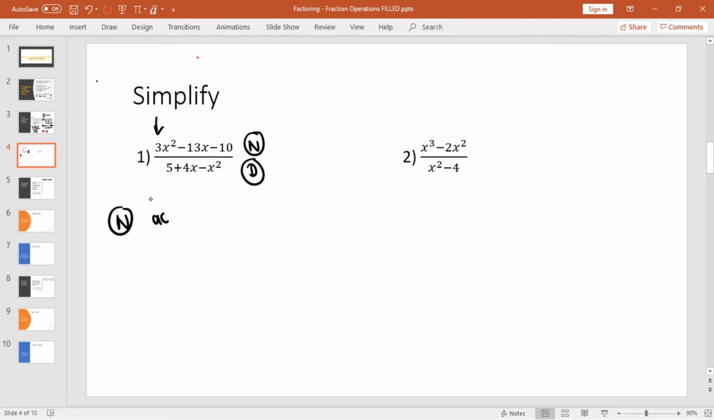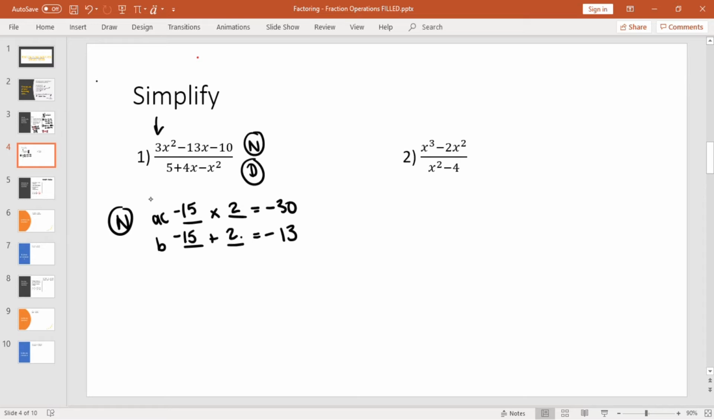Remembering you need an AC line. So I need two factors that are going to multiply to 3 times negative 10, which is negative 30. And I have a B line where the same two factors are going to combine to negative 13. So 3 and 10 are tempting, but watch the math. It won't work out. This one's actually going to be negative 15 and 2. And there's only ever one set of factors that work in these.